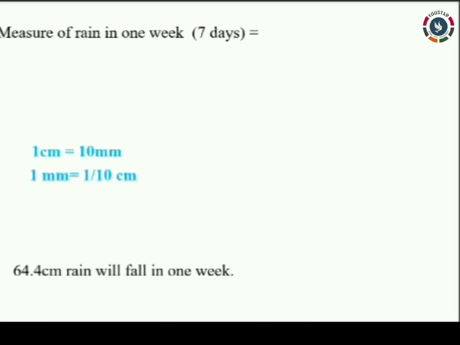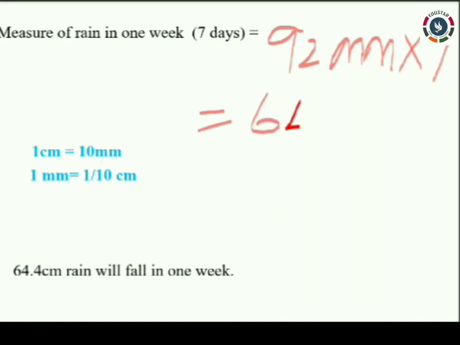Now you have to find the measure of rain in 1 week, which is 7 days, right? For 1 day the rainfall is 92 millimeter. For 7 days you have to multiply it with 7. You will get the answer as 644 millimeter. But in your question, they asked how many centimeter.